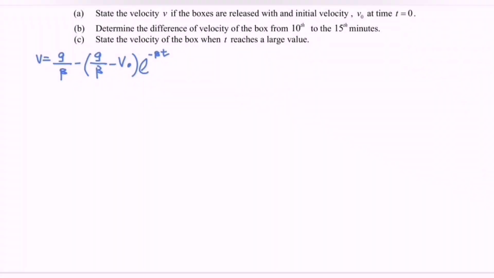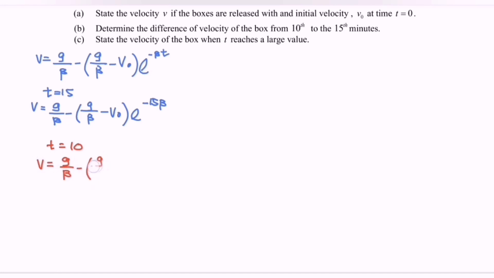So kindly refer to question B. Determine the difference of the velocity from 10 to 15 minutes. So first, find v at 15. Let's say t equals 15. If we substitute, v is equal to g over beta minus bracket g over beta minus v naught, exponent negative 15 beta. If we substitute t equals 10, we will have v equal to g over beta minus bracket g over beta minus v naught, exponent negative 10 beta.